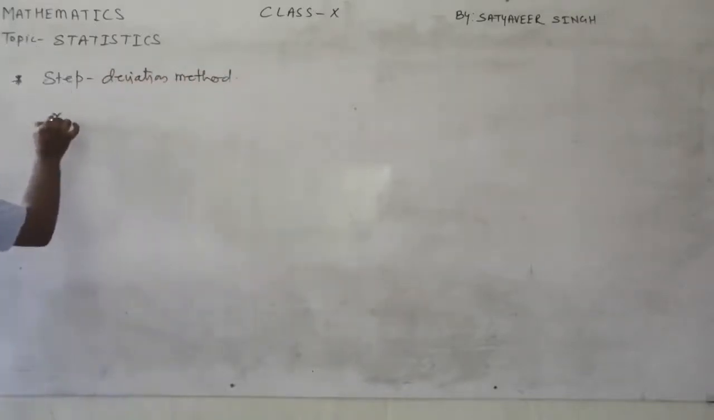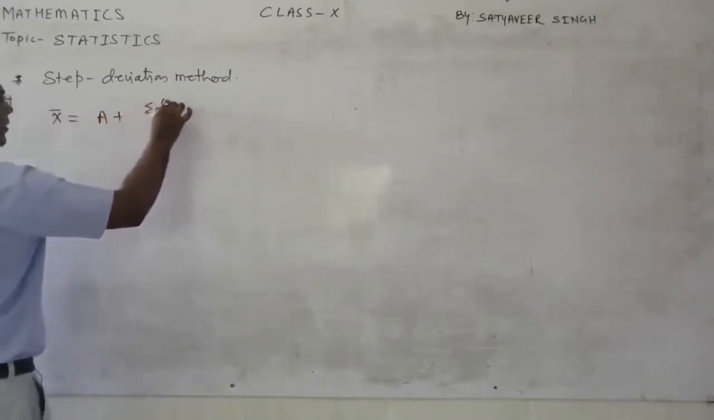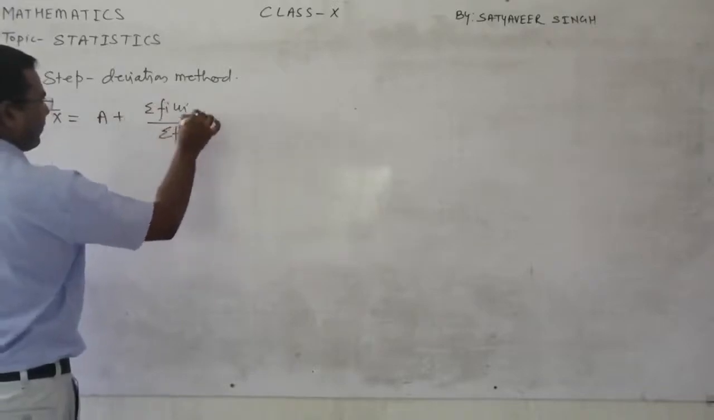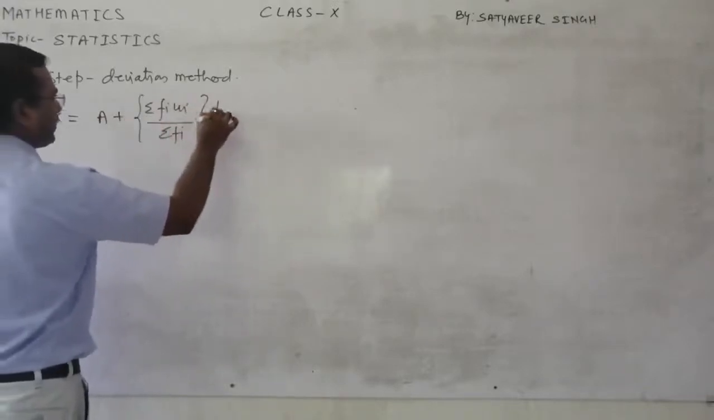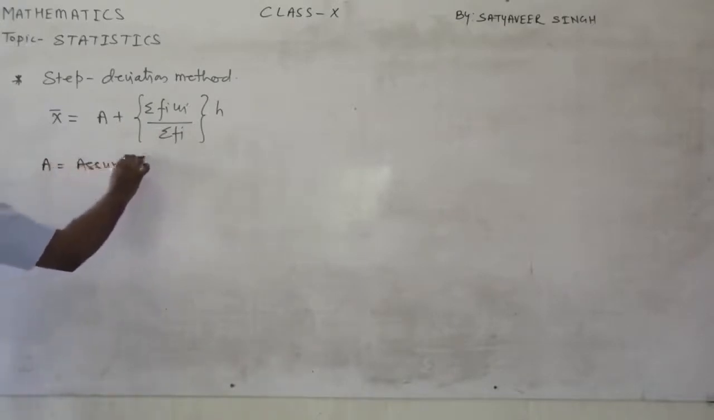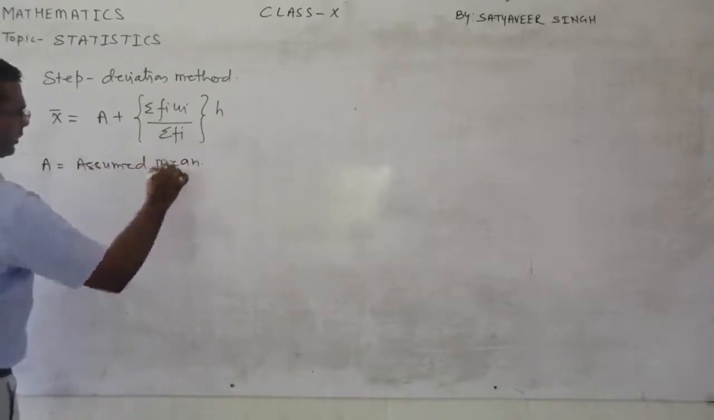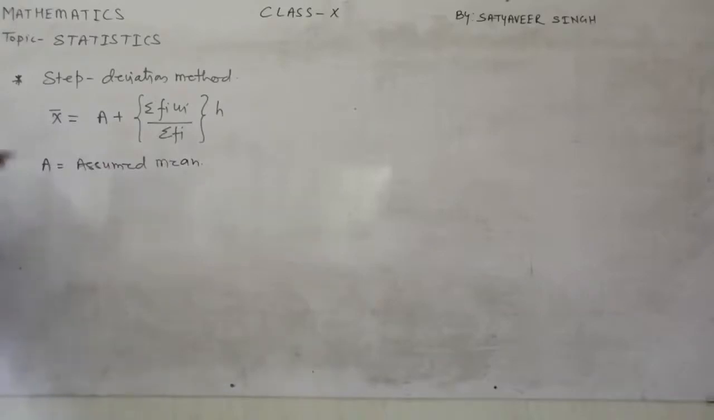and the formula that we are going to use is a plus summation fi ui upon summation fi into h. So let us see what is the meaning of all these terms. Here, a represents the assumed mean that we assume in the class marks column. The middlemost number in the class marks column is called the assumed mean.